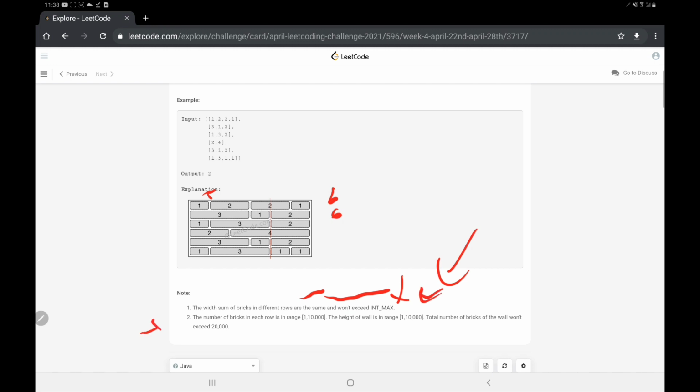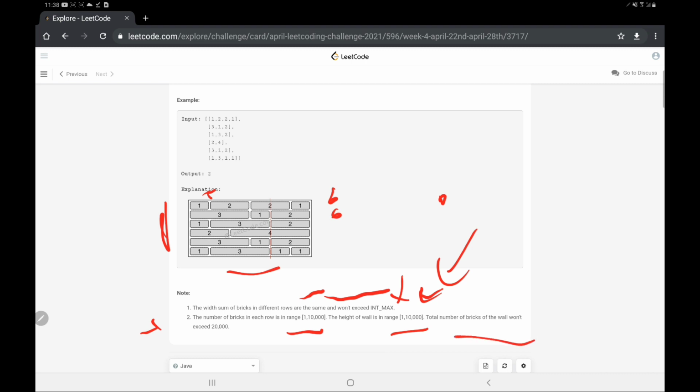Let's see the second point, maybe we can get more hints. The number of bricks in each row ranges from 1 to 1000. Obviously it would be from 1, it can't be 0, because it won't be a brick, then the length won't be. So the length would be from 1 to 10,000, and the height of the wall ranges as given.